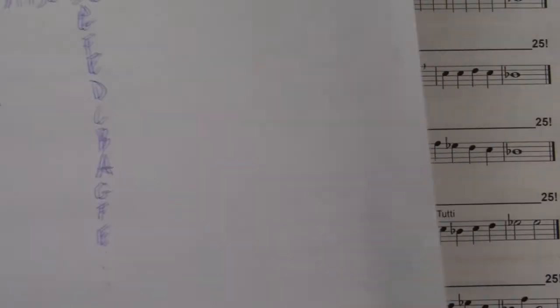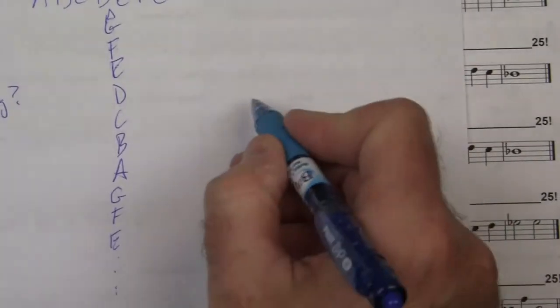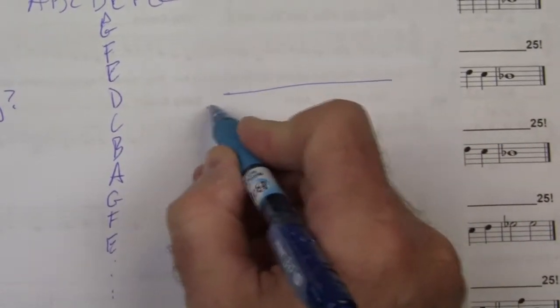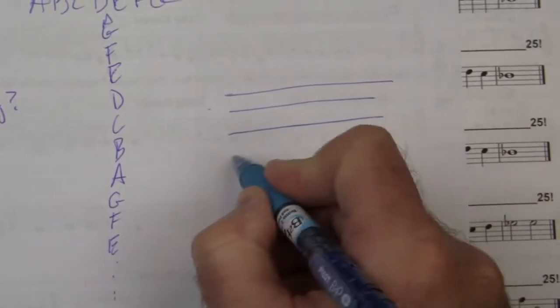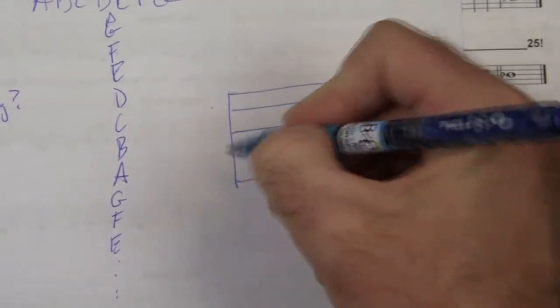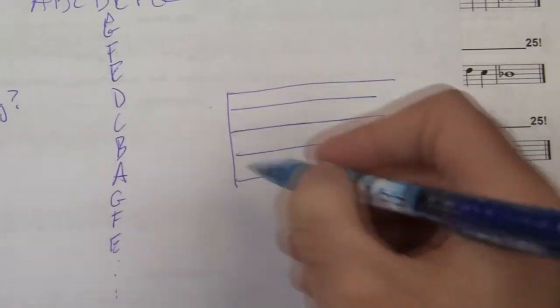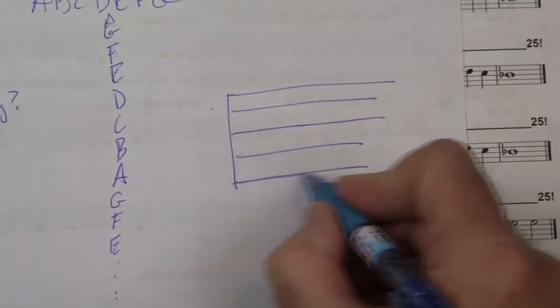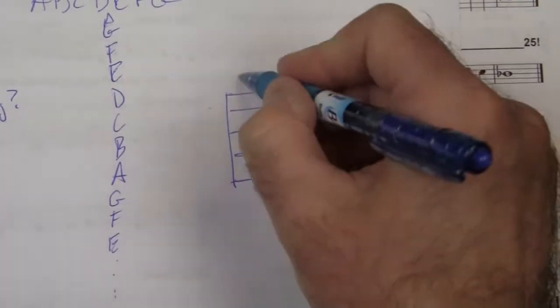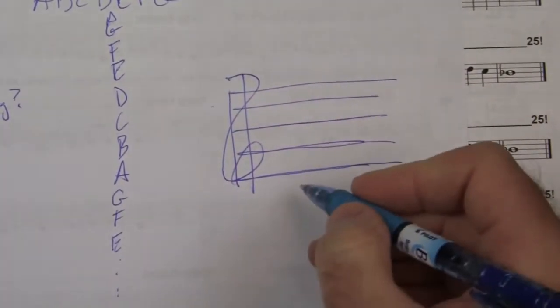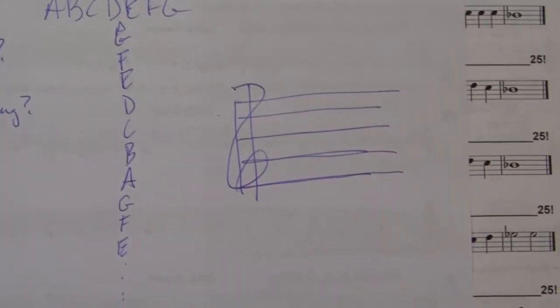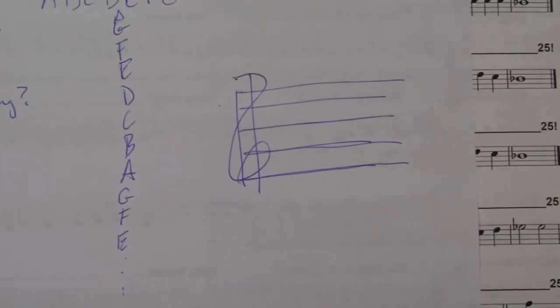So let me do this real quickly over on this page. Here we go. I'm going to draw those same 5 lines and 4 spaces just a little bit bigger. Okay, so there's our 5 lines and 4 spaces. And on a treble clef, if we put the treble clef sign on there, we're going to ask, what's the difference between a line note and a space note? My stand keeps moving.